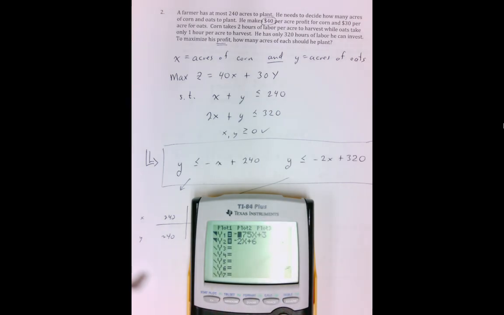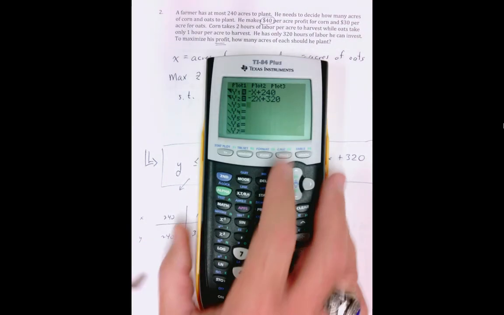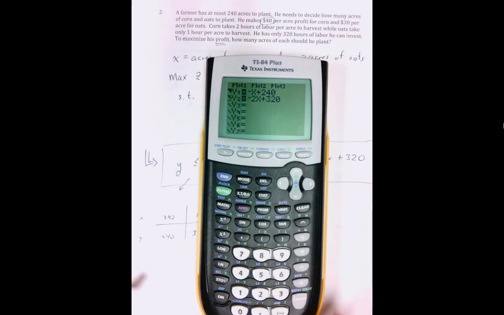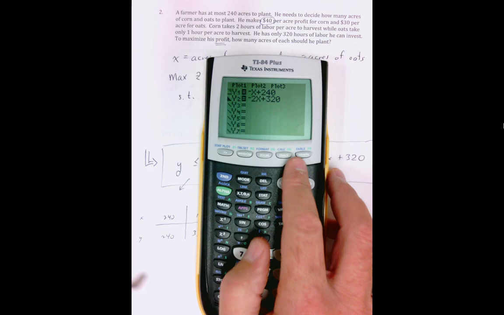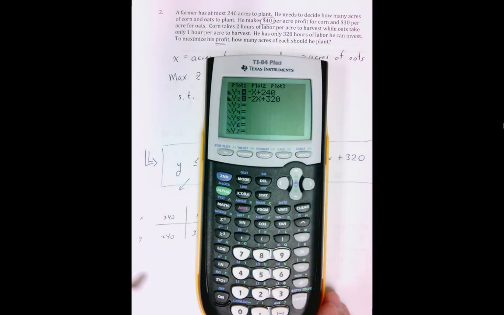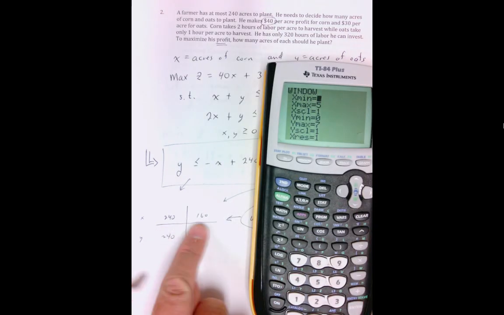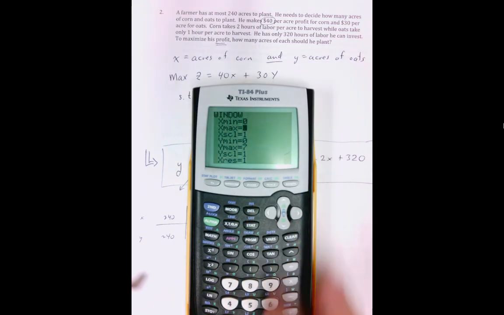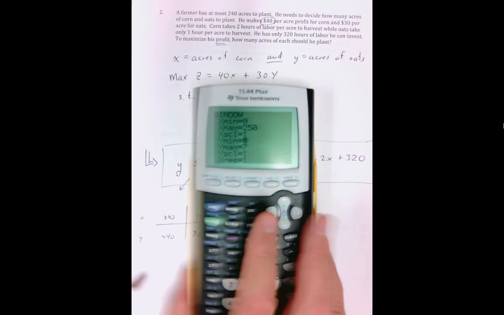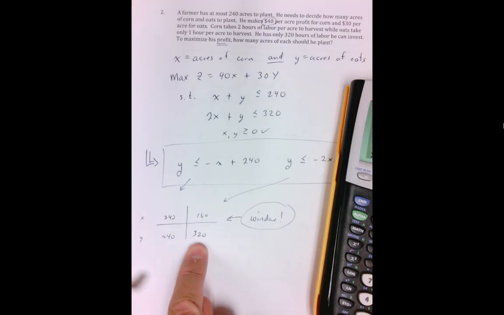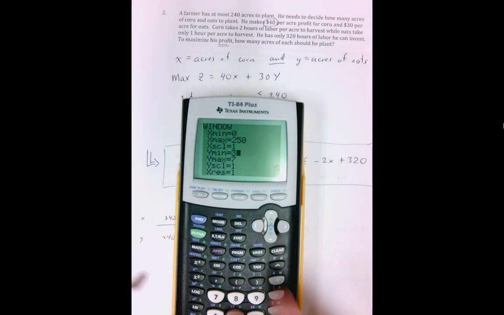So we've got negative x plus 240. And I'll come back and get my inequality in just a second. Negative 2x plus 320. All right. So let's change this from greater than to less than. Okay, let's get the window. My x-intercepts, if I look down here, were 240 and 160. I'm going to go from 0 to 250. And my y-intercepts range from 240 to 320, so I'm just going to choose 350.